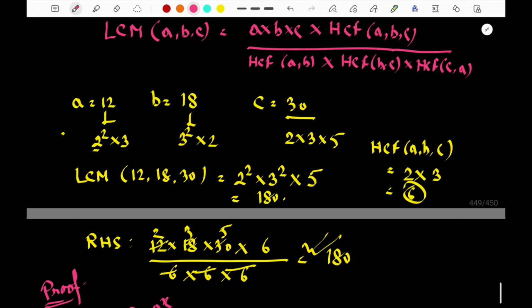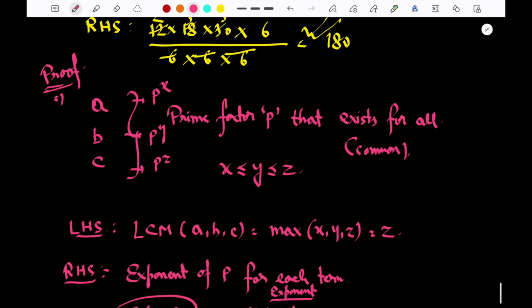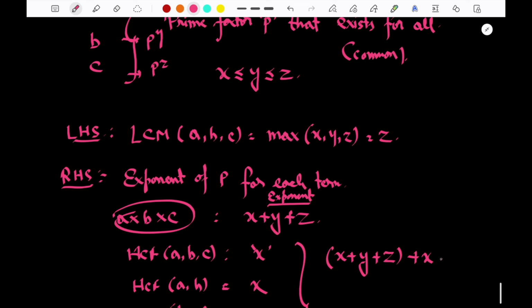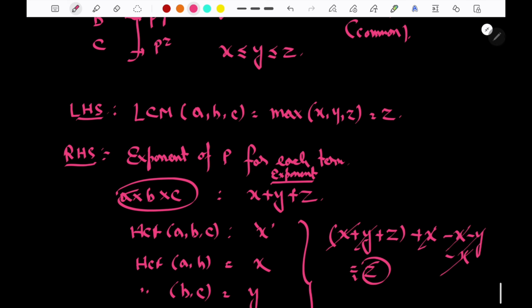So HCF of a comma b, b comma c, c comma a: minus x minus y minus x. What is left out? Plus x minus x gets cancelled, y gets cancelled, so the answer is z. Super. So LHS and RHS have the same exponents. I am only talking of the exponent. If you want, you can write p to the power x plus y plus z into p to the power x. Ultimately we are required to solve the exponents only. Therefore LHS and RHS are equal.